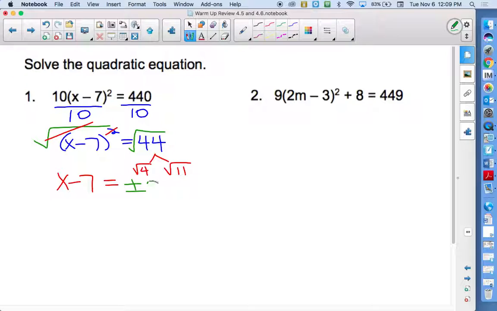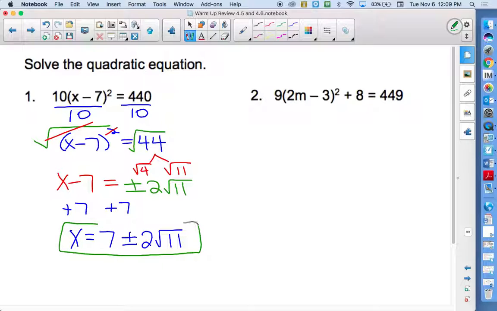So the square root of 4 becomes 2, and then we keep the square root of 11, but we place that plus or minus in front of it. And finally then, let's add the 7 to the other side. So we have a 7, a plus or minus sign, and then 2 square root of 11. And remember, you can leave your answer like this.